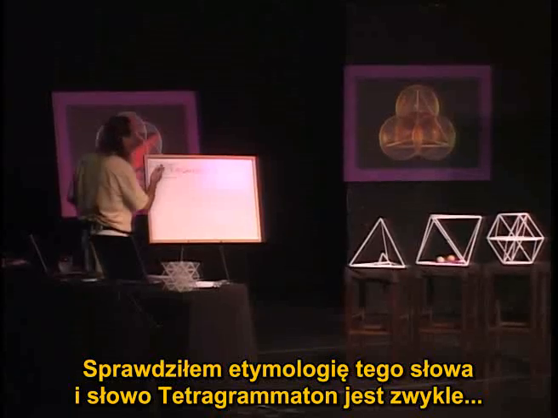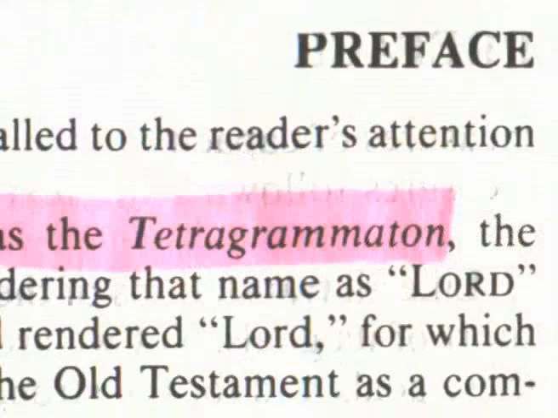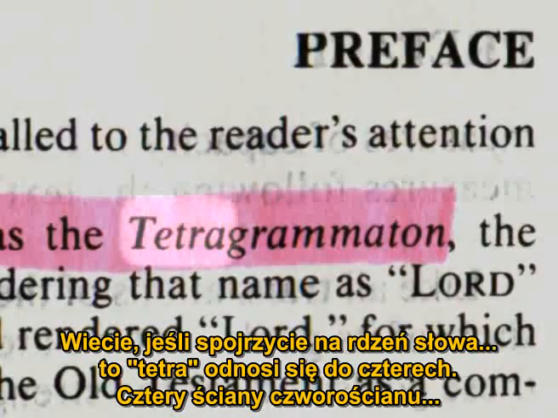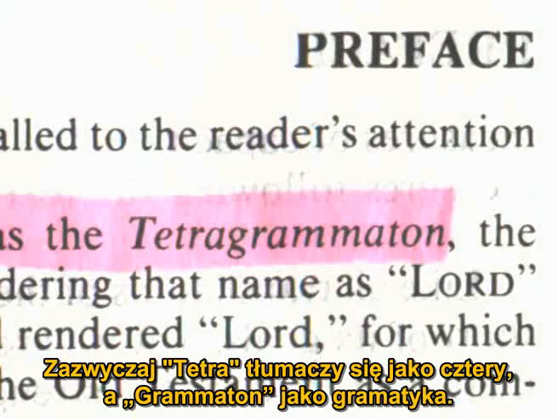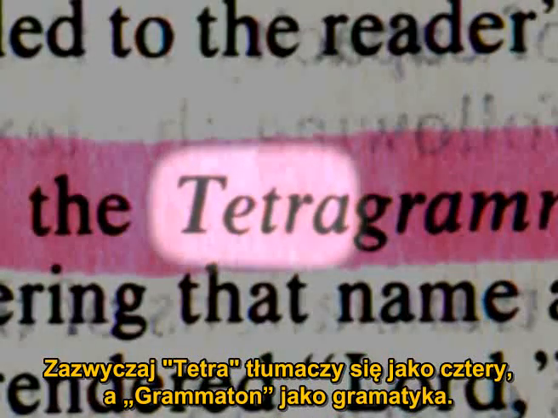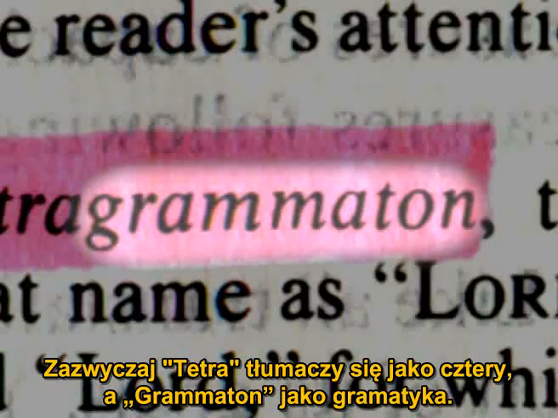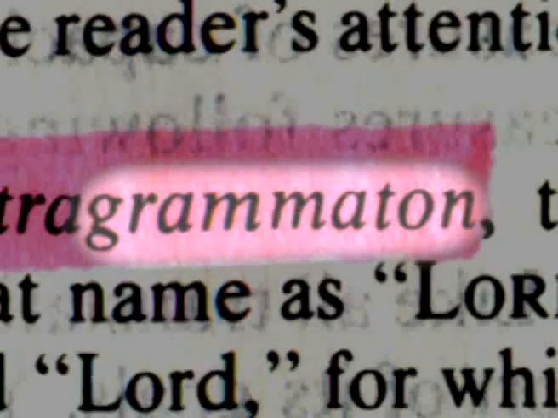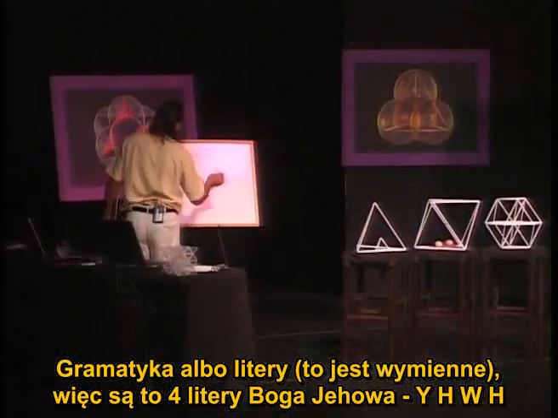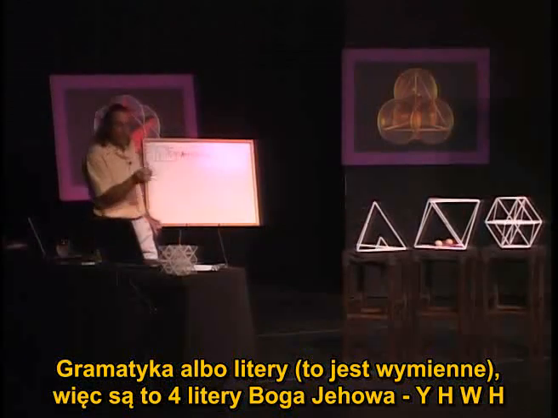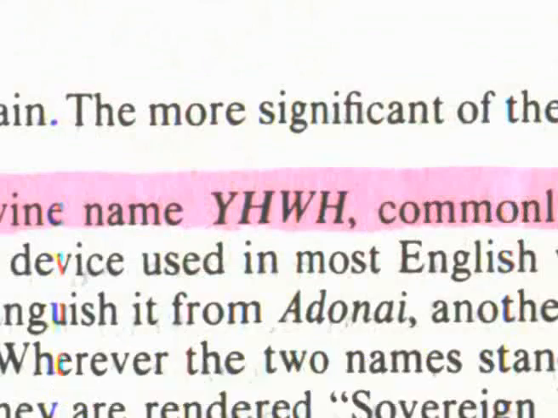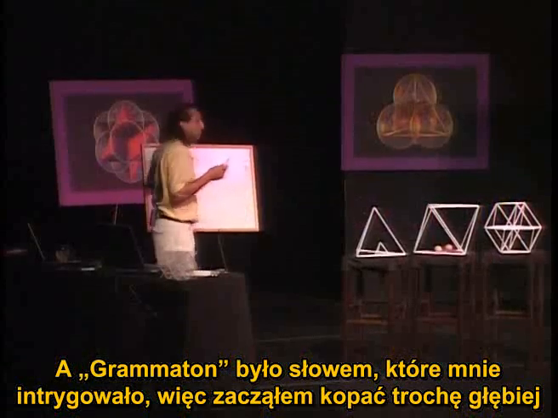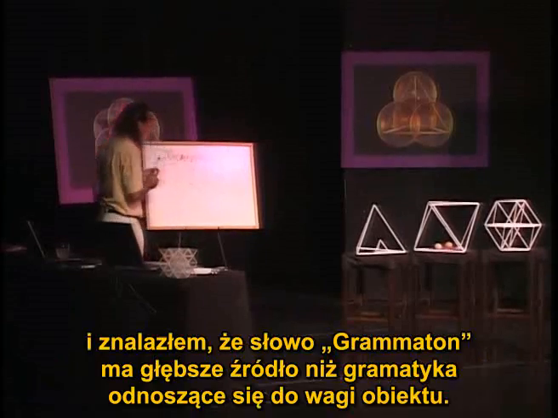The word Tetragrammaton, if you look at the root word, the tetra refers to four, right? The four faces of a tetrahedron. Typically, the translation is tetra for four, grammaton for grammar, and grammar or letters is interchangeable, so it's the four letters of God, Yahweh, Y-H-W-H.